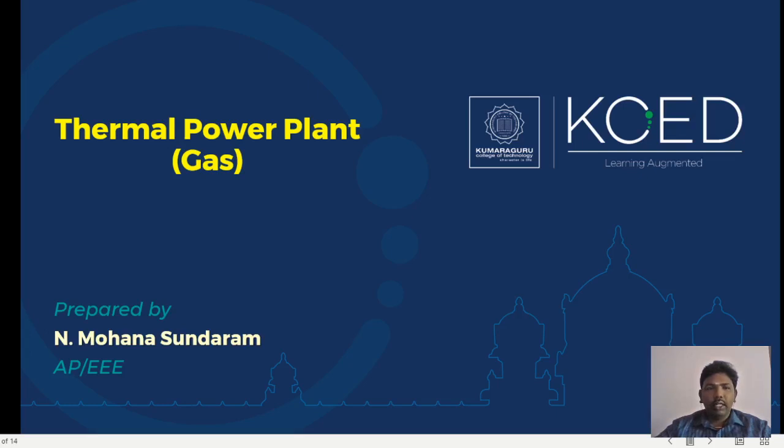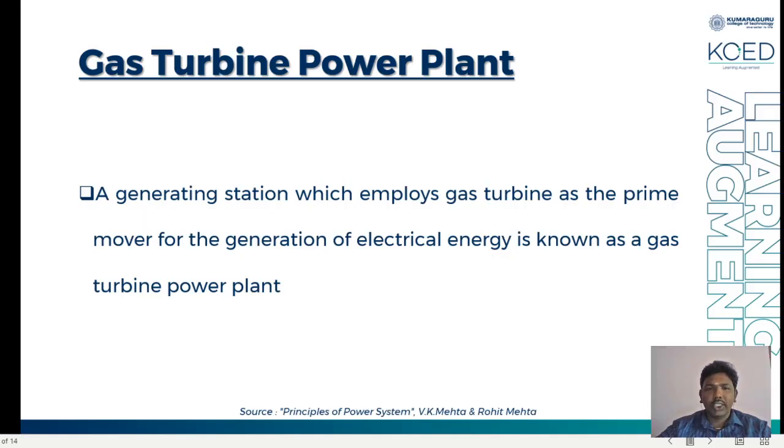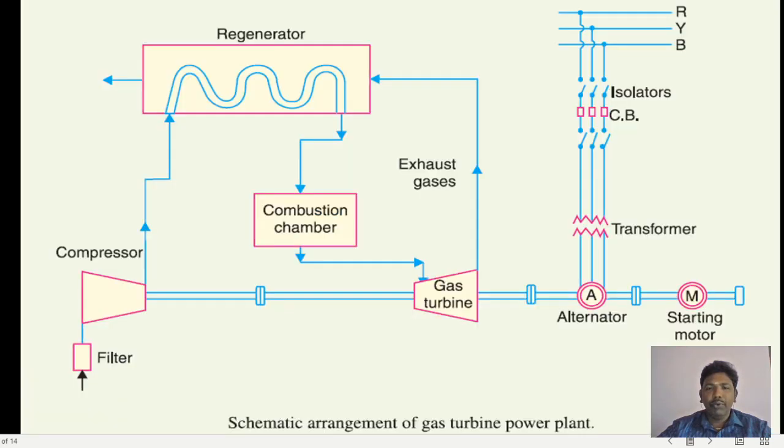Next, we look at the thermal power plant run by a gas turbine. So here the prime mover will be a gas turbine. Just look at the layout. You can easily relate it with the other thermal power plants. As usual, we'll start from the alternator. This is the main generator which is going to produce the electricity.